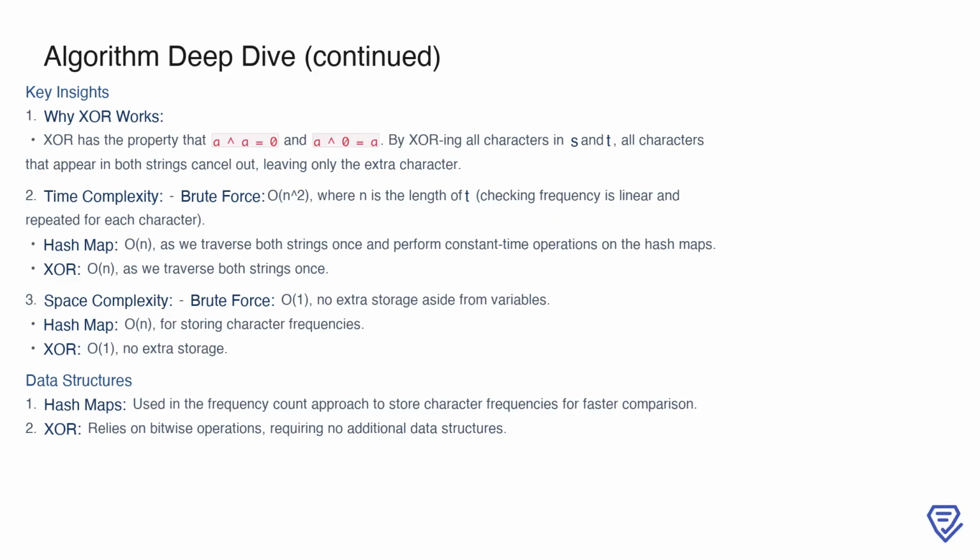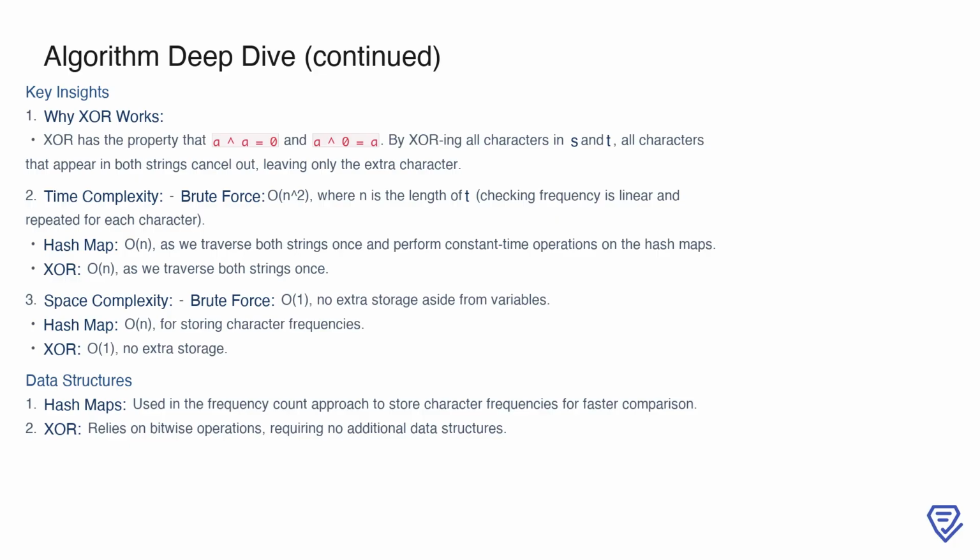This method works because of the fundamental properties of XOR. Any value XORed with itself becomes 0, and any value XORed with 0 remains unchanged. In terms of complexity, the brute force method requires O(n²) time due to repeated frequency checks, while the hash map and XOR approaches take O(n) time as both involve a single traversal of the strings.